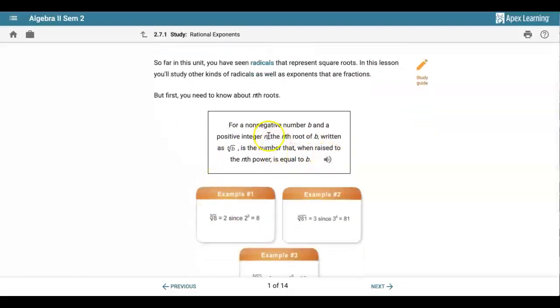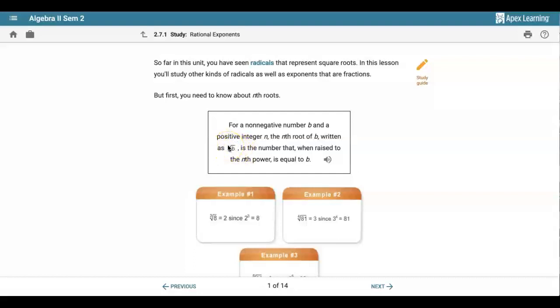it says the integer n, the nth root of b, written as the n radical of b, is the number that when raised to the nth power is equal to b. I know that is really wordy. Basically, what this is saying is that if you have the nth root of b, then raising it to the power of n gives you b.